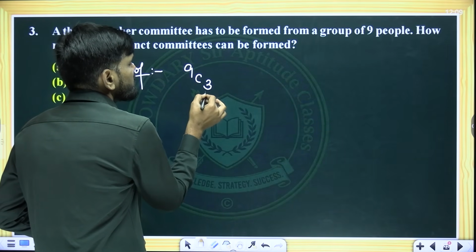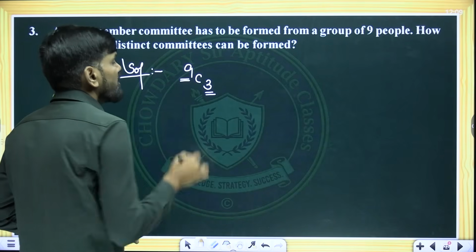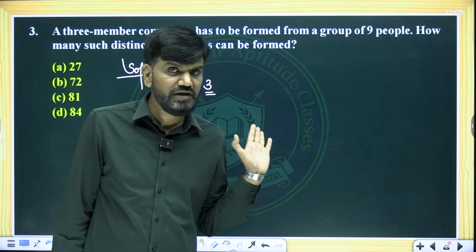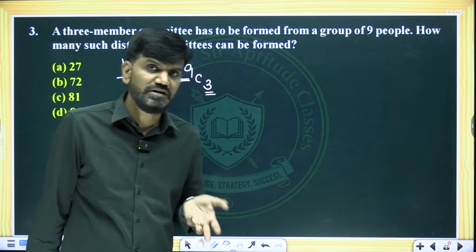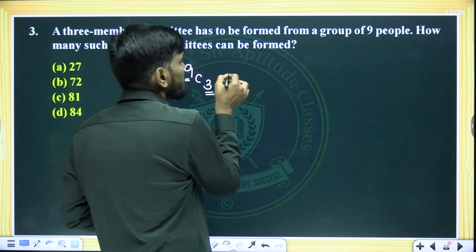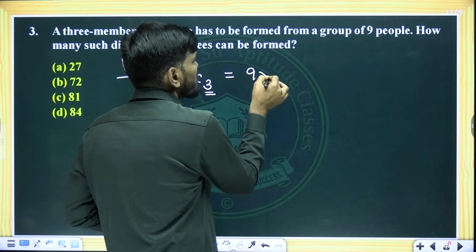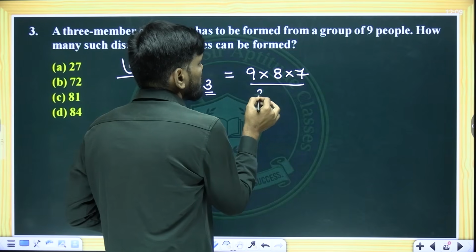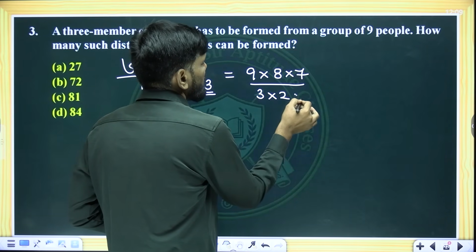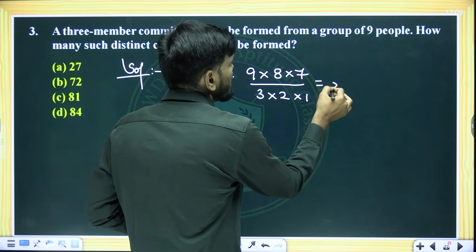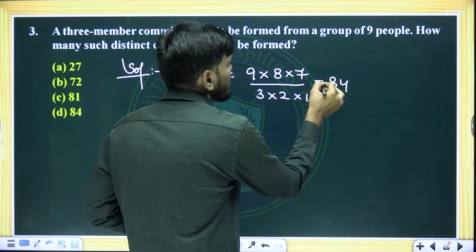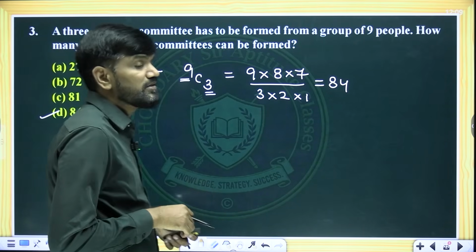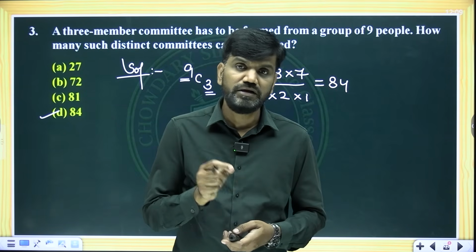9C3. Here r is less than half of n. Half of 9 is 4.5, so r is less than 4.5. That's why you calculate it directly like this. Don't take it as nC(n minus r), it is not needed. So 9C3 can be written as: start with 9, write 3 numbers at the top, and start with 3, go down to 1 at the bottom. That gives you 84. Hence your answer has to be 84, and that should be option D.